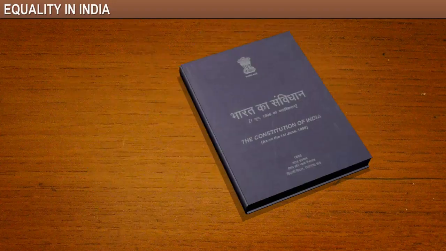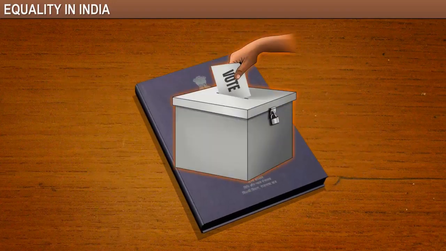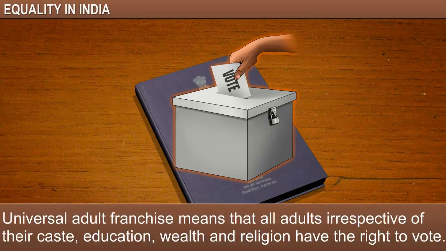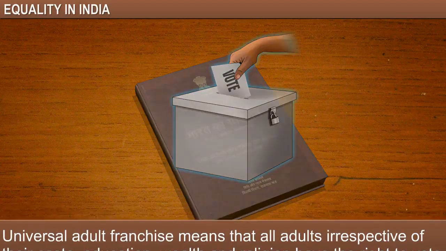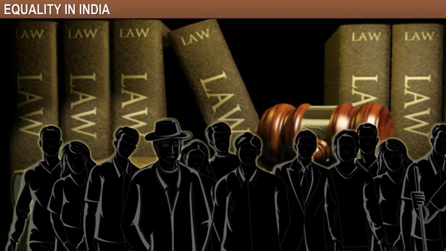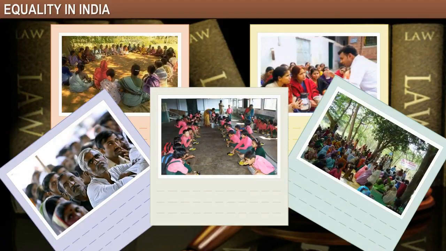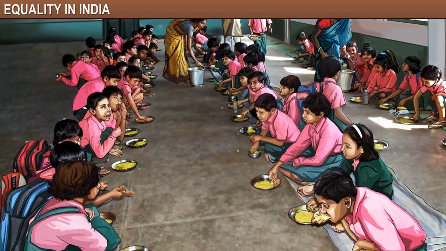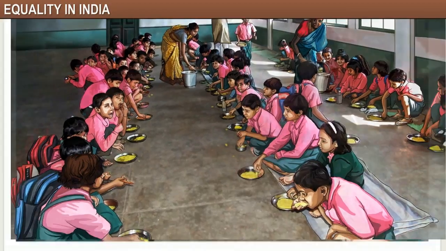The Constitution also grants all adults the right to vote, irrespective of their caste, education, wealth, and religion, also known as Universal Adult Franchise. There are many laws that help protect people from being treated unequally. There are also several government-initiated programs and schemes to improve the lives of people who have been ill-treated for several centuries. One such program is the Midday Meal Scheme, where lunch is provided to students of government elementary schools.